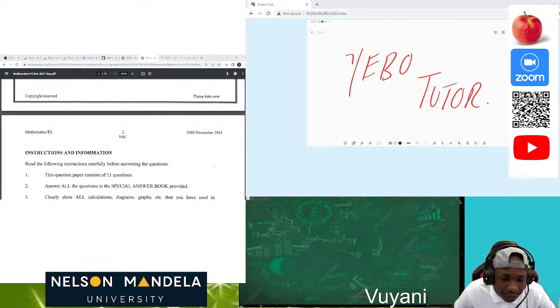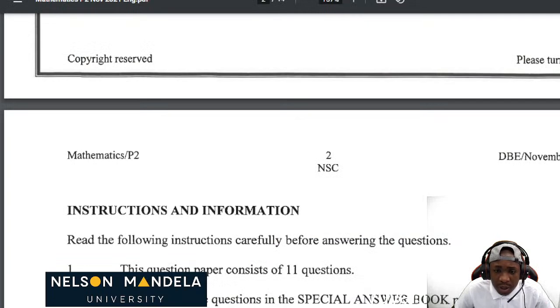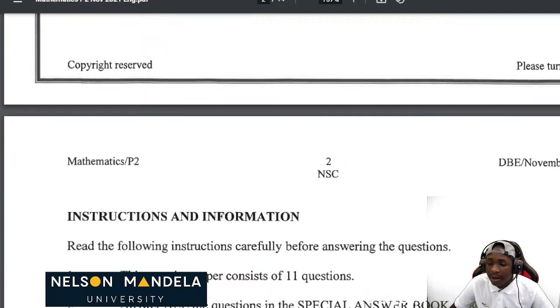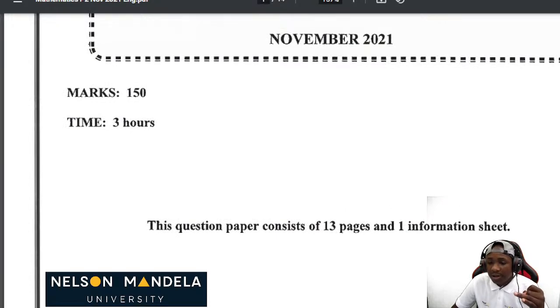Okay, great. So now look, we are doing November 2021. This question paper is quite challenging. Last week we were doing paper one, we did functions and calculus. On Monday we did functions, then on Friday we did calculus. So this week we're going to do paper two, and we're going to cover analytical geometry, and I hope by Thursday we're also going to cover Euclidean geometry.